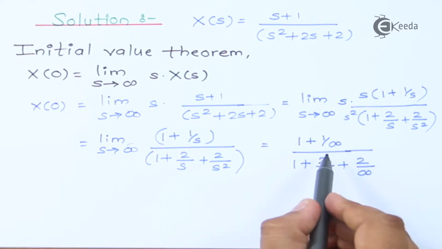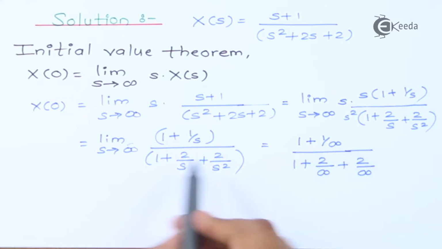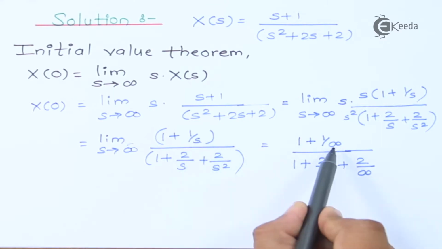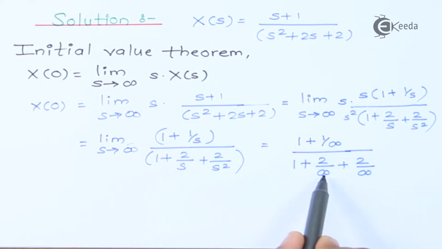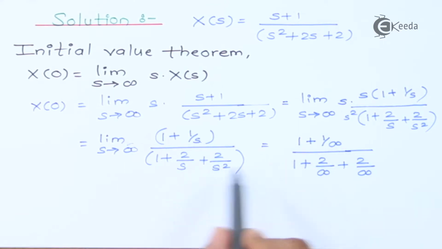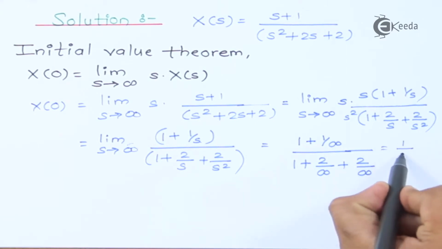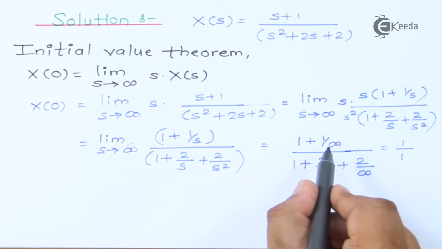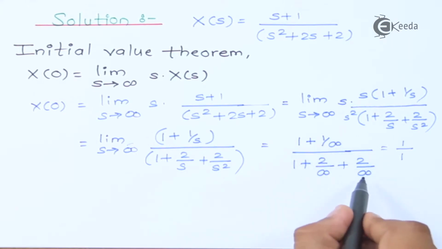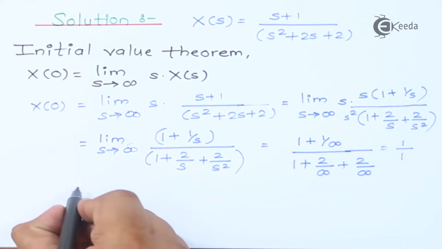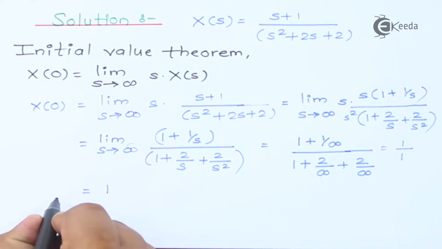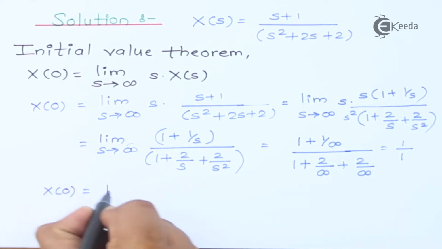So, this is how your equation will change. This s is replaced by infinity. That's what I have written over here. This s is also replaced by infinity, and this s square is also replaced by infinity. So, what you will get? 1 upon 1, because 1 upon infinity is 0, 2 upon infinity is 0, and 2 upon infinity is also 0. So, 1 upon 1 becomes 1, and this is the value of x of 0.